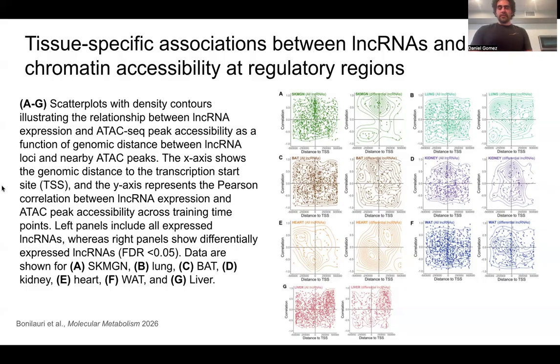So that's what we have for each organ, a scatter plot with a density contour. So you can see the skeletal muscle, gastrocnemius, the lung, the brown adipose, the kidney, the heart, the white adipose, and the liver.